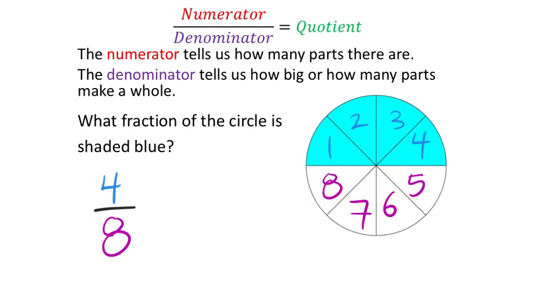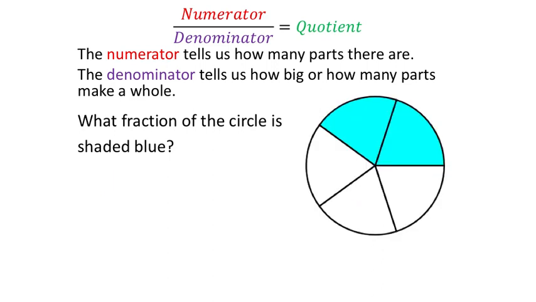Now, some of you may be looking at this fraction and you could simplify it. That's okay if you can. We're not worried about that right now. We just want to be able to write a fraction based on a scenario. Sometimes they'll make these rectangles or some other shape, doesn't matter. Again, you could just count how many pieces are shaded blue and then how many total pieces there are.